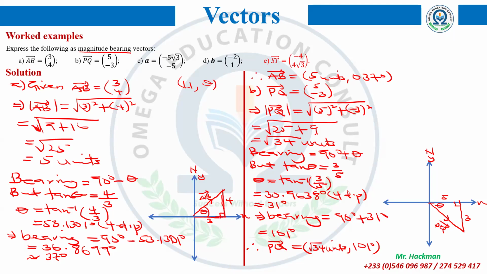Mr. Hackman, please, when I added 90 plus 31, I had 121 degrees. 121, very good. Yes, please. Those of you who said 101, where did you get your 101? You said it yourself. Anyway, we shouldn't waste time. So obviously it is plus 31, that will give you 121.